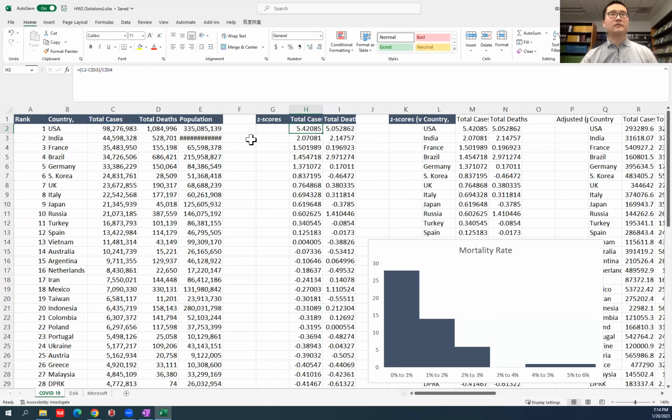So if we move to another row in the same column, for example, this one, we notice that this 53 row index stays the same. So does the row index 54, because the mean value and the standard deviation for total cases will be the same no matter which country we are calculating the z-score for.